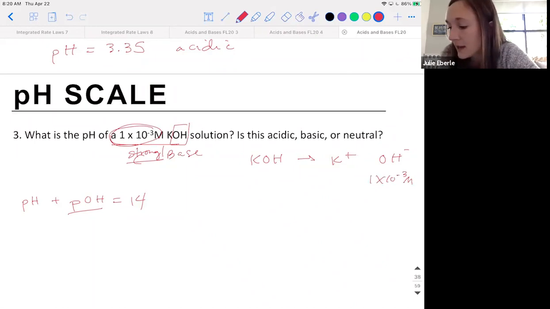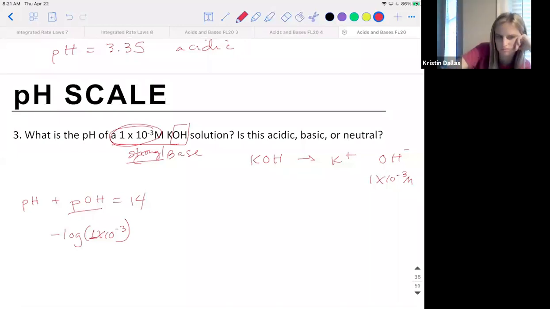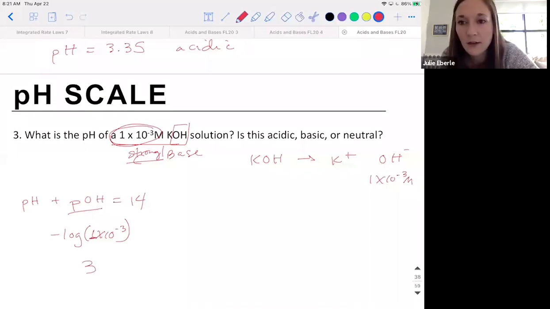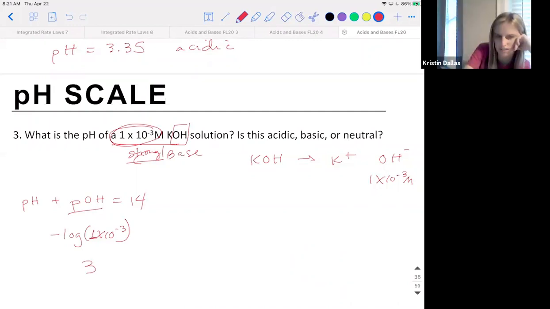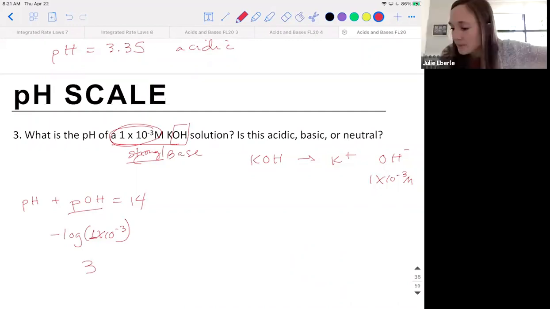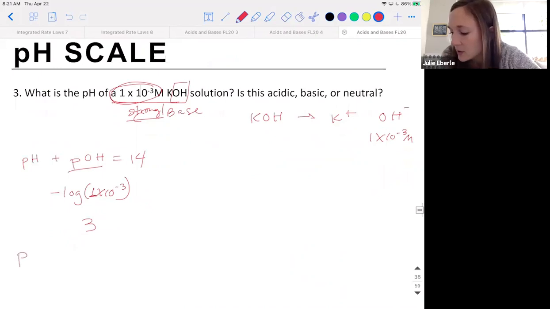So pOH is what Grant typed in the chat there. We can just do the negative log of 1 times 10 to the minus 3, but we have a nice base number of 1 here. So guess what our pOH is? 3. So how do we solve for pH now? You just subtract the pOH. Yep. So pH now equals 14 minus 3. We're just subtracting pOH from both sides of the equation.